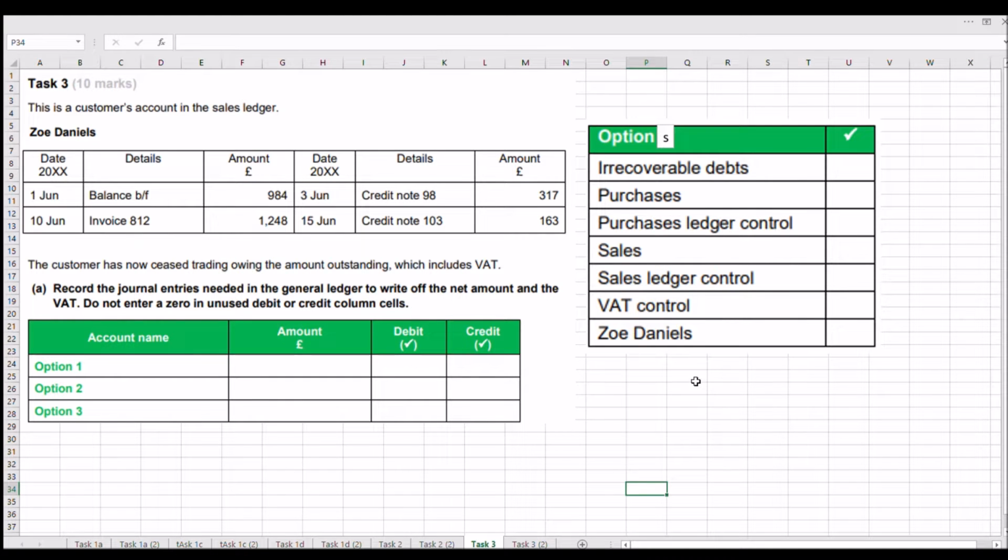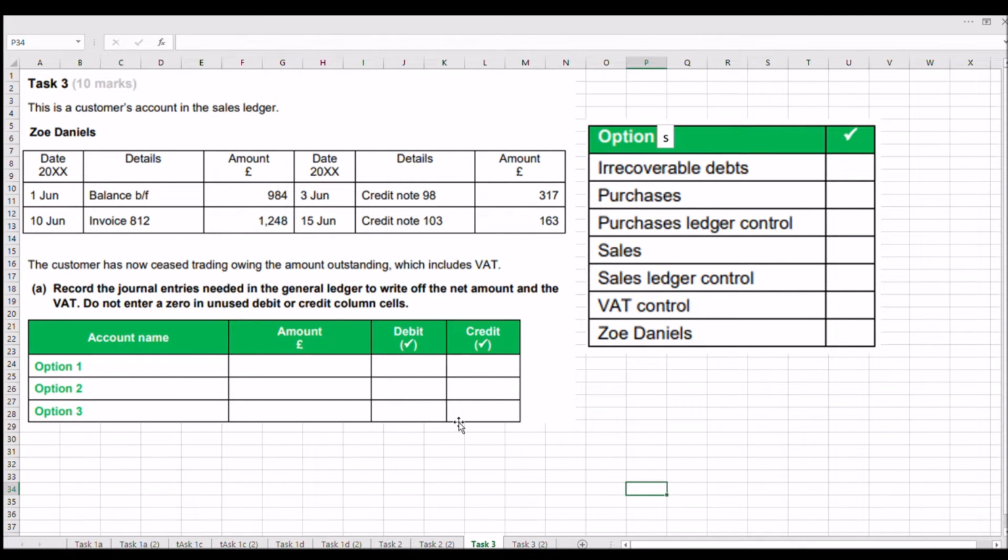Irrecoverable debts question. So we've got an irrecoverable debts question here. This is the balance in the sales ledger. And here, the customer has ceased trading. So you're not going to get the amount that's outstanding. You're not going to get anything back. Create the journal that's going to go in the journal.